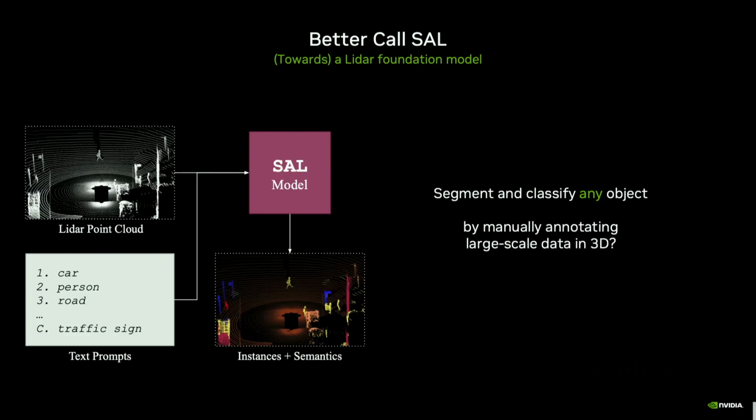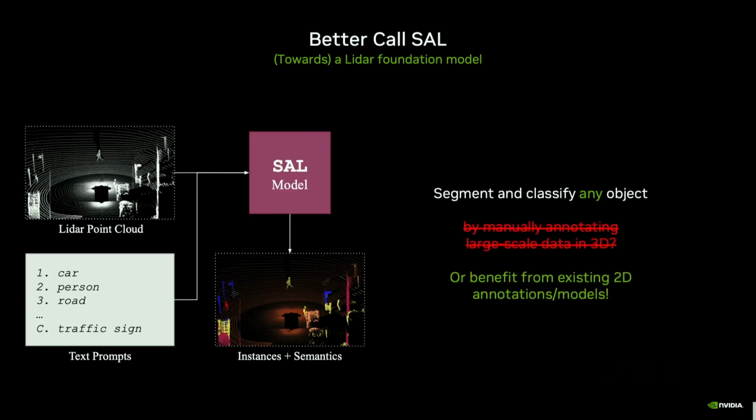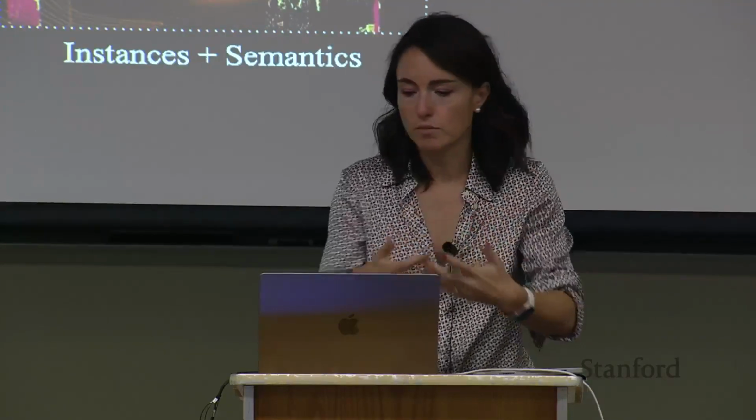Now, again, we could go about this by manually annotating large-scale data in 3D. This is absolutely painful. I think inside NVIDIA, we have a few annotated sequences, and this was completely painful to obtain. So this is really not scalable. So what we said is, okay, let's try to benefit from existing 2D annotations, from existing 2D models, and let's see how we can bring them to 3D.